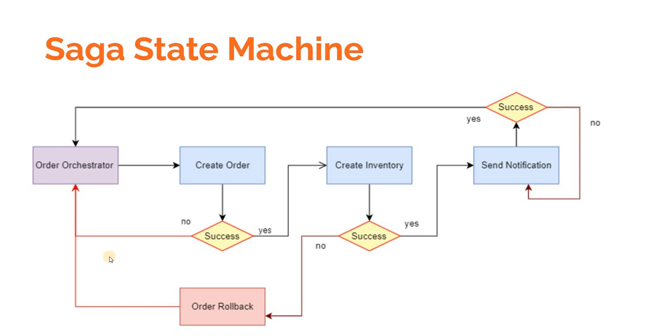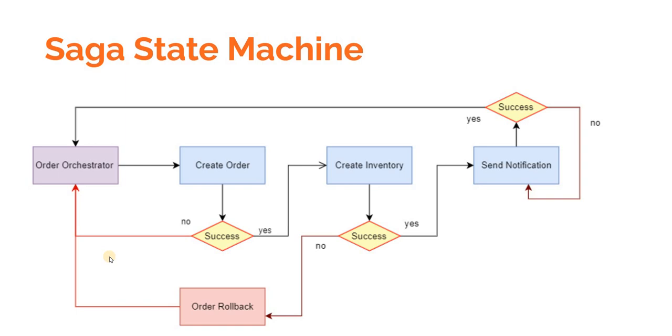To discuss that, I'm going to use the same example that I used in my Saga orchestration video, where we are going to implement an order entry. As a part of the order entry, first we are going to create an order, then we are going to update the inventory, and then finally we are going to send the notification. And in terms of the Saga distributed transaction, we are going to implement an order orchestrator.